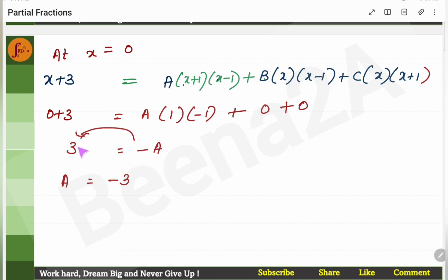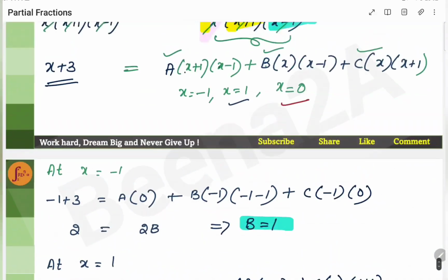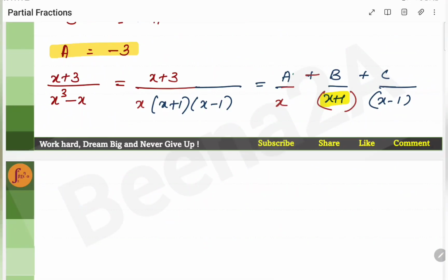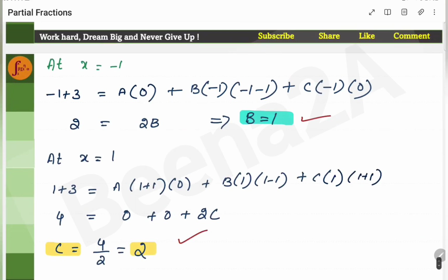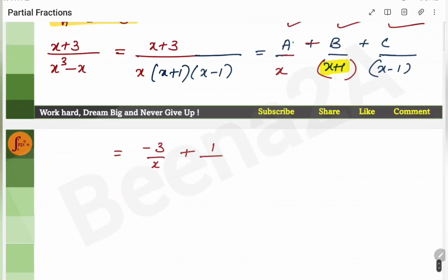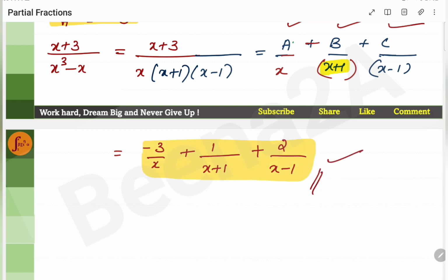I'm just shifting minus here. So a is equal to minus 3. So now we got all three values a, b and c, right? So in this first expression where we had split it into partial fractions, we will substitute the values of a, b and c. A is minus 3 by x, b is 1 and c is 2. So this is the final answer.